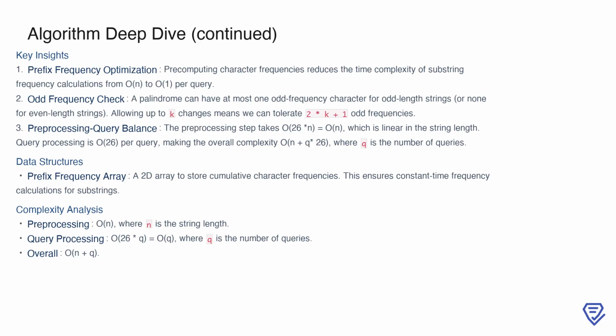Third, there's a balance between pre-processing and query processing. The pre-processing step, which involves creating the prefix frequency array, takes linear time relative to the string length, O(n). Query processing, thanks to the prefix array, is reduced to constant time per query, O(26), or just O(1), when considering the alphabet size as fixed. This results in an overall time complexity of O(n plus q), where q is the number of queries. Together, these optimizations ensure that the solution is both fast and scalable.